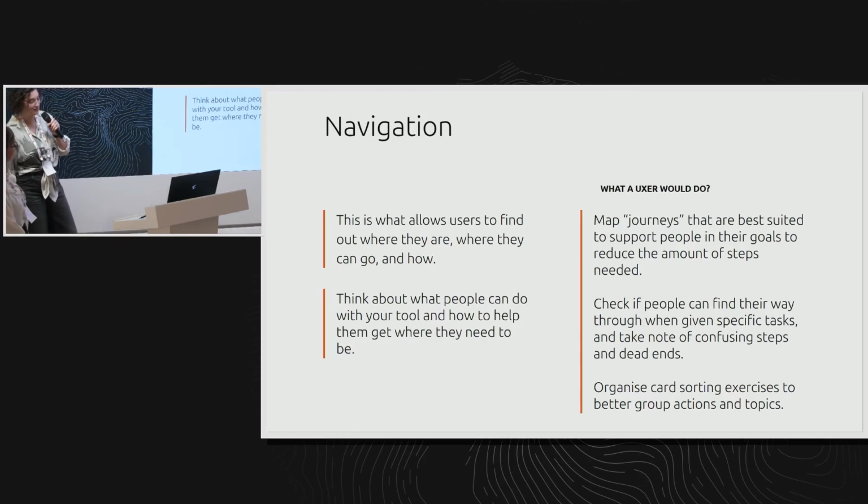Next is navigation, which is not just about menus. It's about how people find what they need and how to reach their goals. So to improve it, you need to understand who your users are, what they need, and what they're used to. Then you map the simplest path to help them get there without confusion. User testing and card sorting are really helpful to understand how people really do these things.